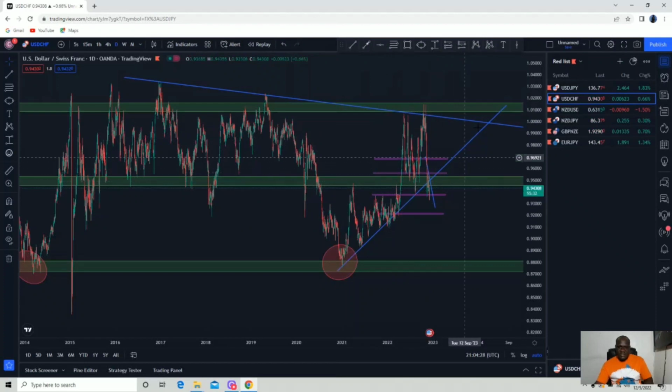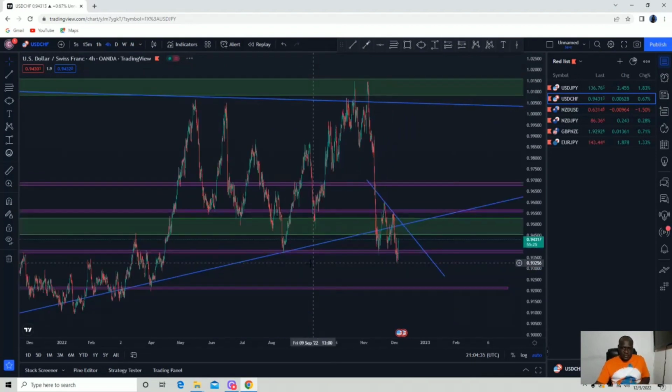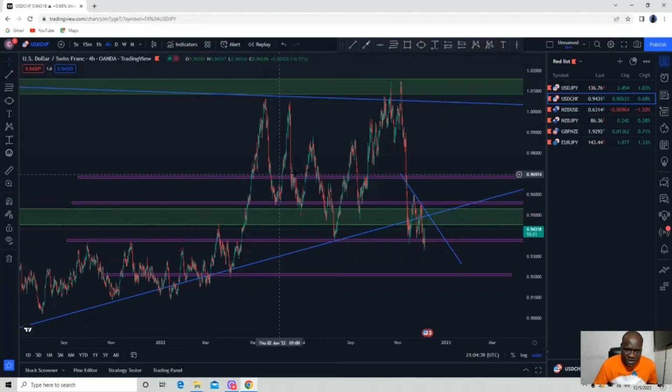That is how I did my trend line on the daily. Then on the 4 hours, I did the same thing I did on the weekly. I'm going to be dropping a course very soon to explain further on how to do your structures.